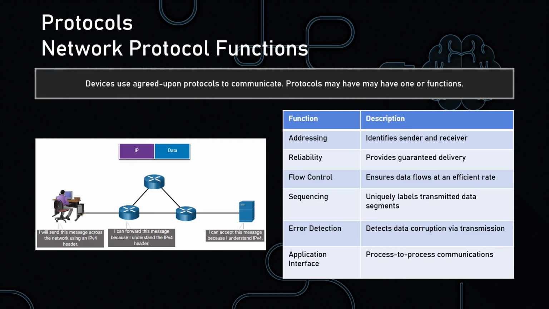Error detection. This is going to detect data corruption via transmission. So this is going to find out when something's being sent, if there is data that is being damaged or lost, and try and correct it in flow, if you will, in vivo, if we were talking about medical work. Application interface. This function deals with process-to-process communications. So if we're trying to identify a direct connection between two applications, this is the type of service and protocol we would employ.